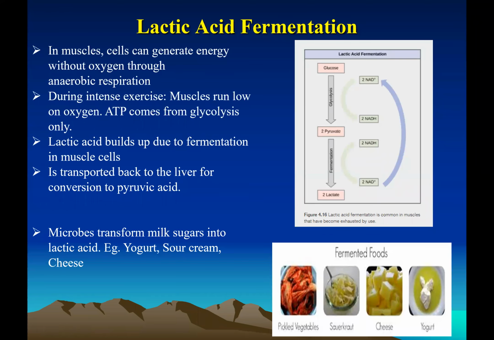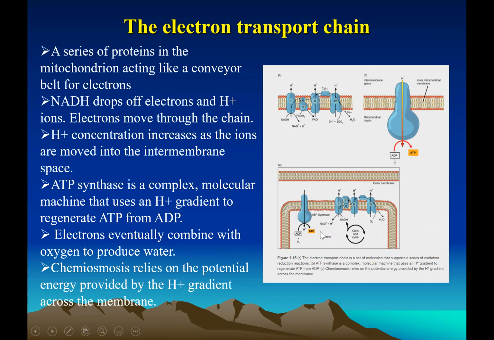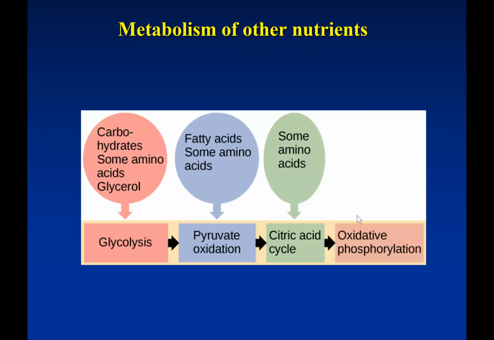It doesn't matter what food you eat, like carbohydrates or lipids or proteins, they can enter the citric acid cycle in different parts of the cycle. For example, carbohydrates and amino acids and glycerol will enter the glycolysis step. Fatty acids will enter the pyruvate oxidation step. Amino acids can enter in the citric acid cycle step. So this is how our body can metabolize energy from different sources of organic molecules.